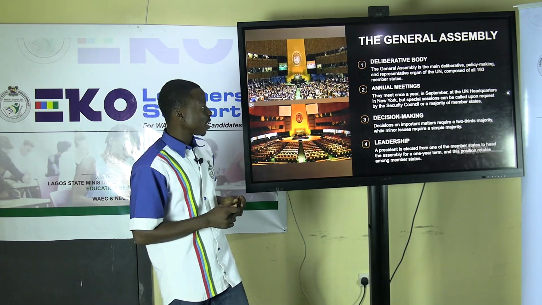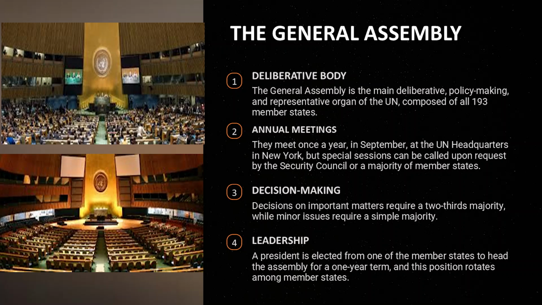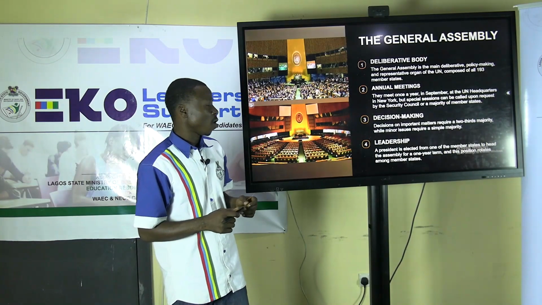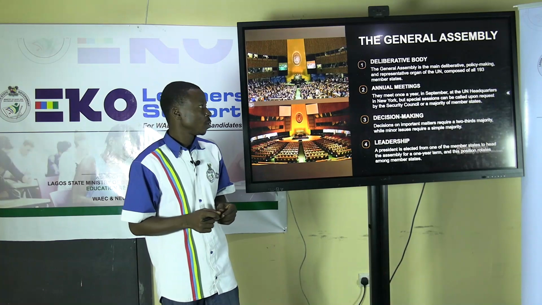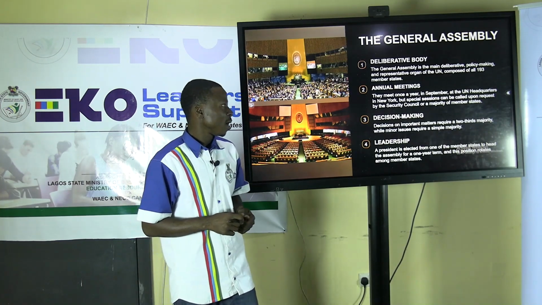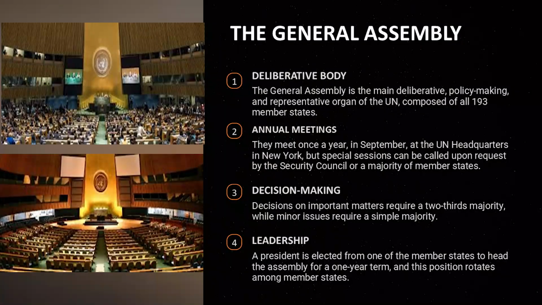The General Assembly usually has its meeting once a year in September at the United Nations headquarters in New York. But they can also have a special session, which can be called upon by the Security Council if need be. We'll also be looking at the decision-making process of the General Assembly.